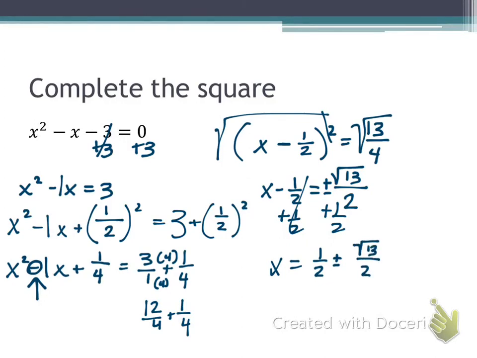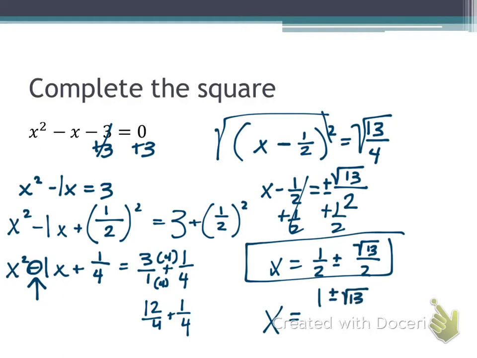Now, this would be your answer, and this is totally fine if you want to write it like this. But did these have common denominators? So technically, if I wanted to, I could write it as one fraction. 1 plus or minus the square root of 13 over 2. Either one of those would be correct answers because they're the same thing. Okay? All right, let's do the last one on this example.